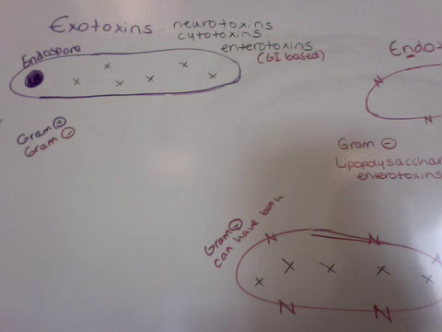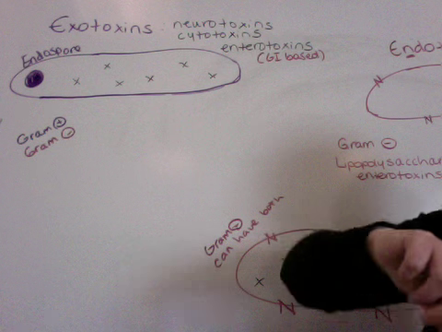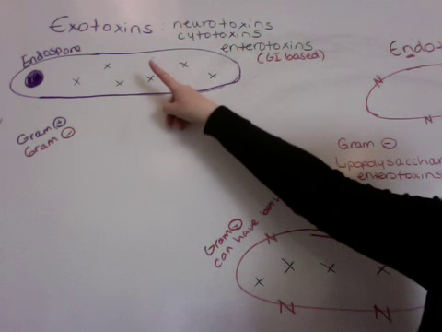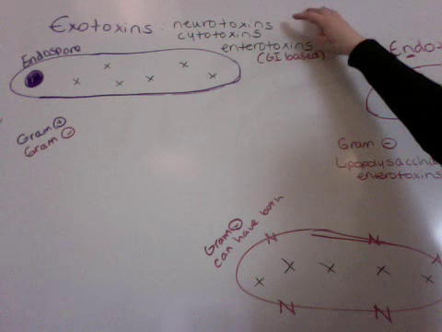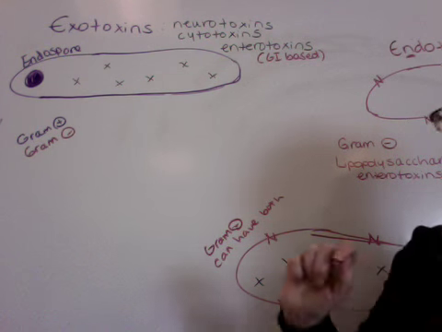Hi class, I just wanted to take a moment to go over the different types of toxins with you. So the first one I want to talk about are the exotoxins. Don't let exotoxins fool you. The toxins are actually inside the bacteria, and they come in three types: neurotoxins, cytotoxins, and enterotoxins.